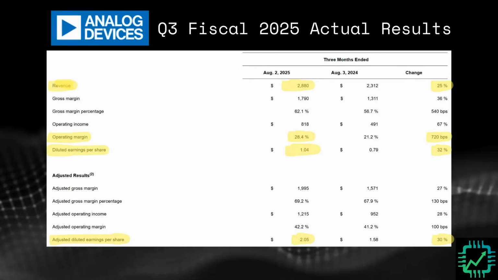Revenue came in at the high end of guidance at 2.9 billion, up 25% year over year. Operating margin over 28%. Earnings per share $1.04, which is up 32% year over year. On an adjusted basis, $2.05, up 30% year over year. So they hit all those markers. Yeah, on a GAAP basis, the EPS was kind of at the low end of guidance. There's some variable expenses on operating expense that caused that, but on an adjusted basis, they actually exceeded the range that they provided 3 months ago.